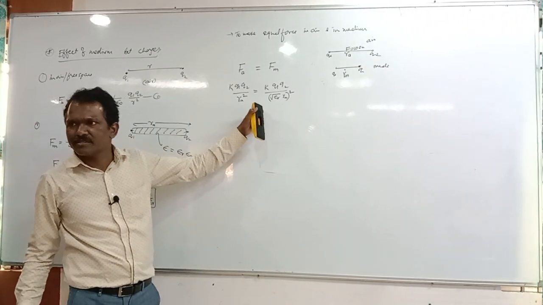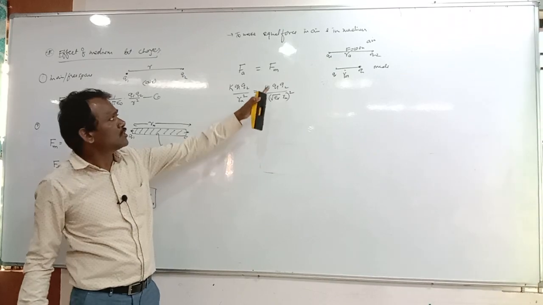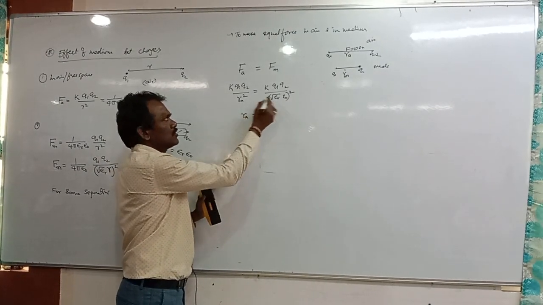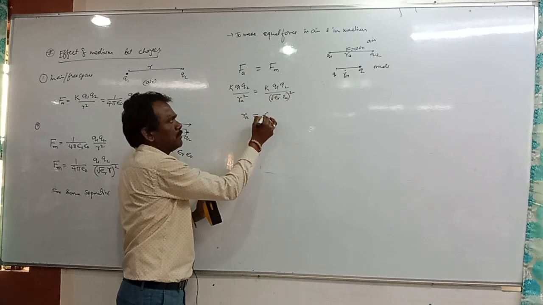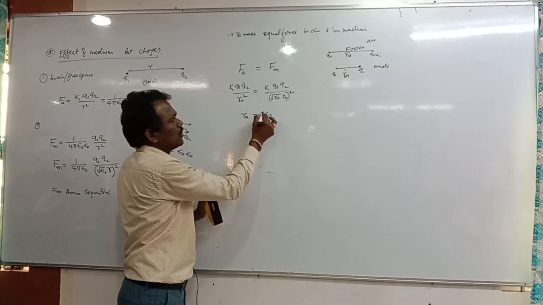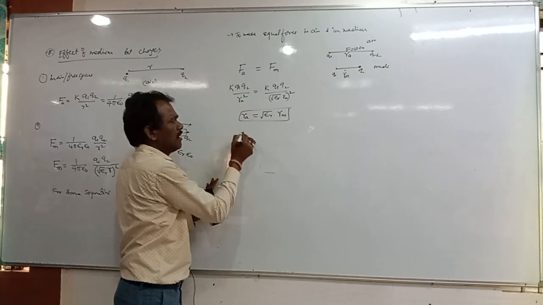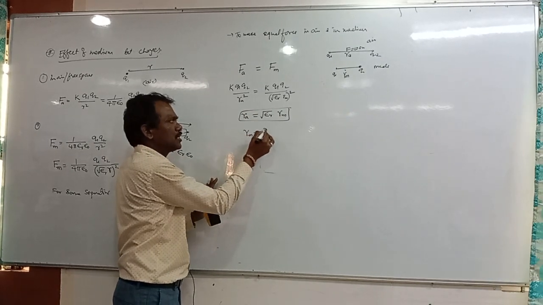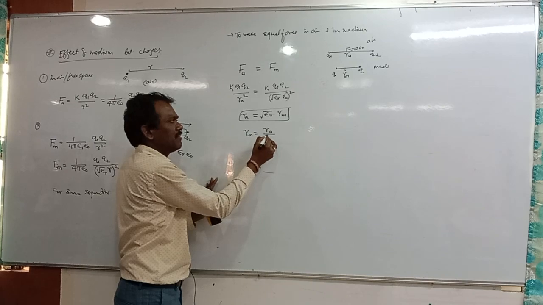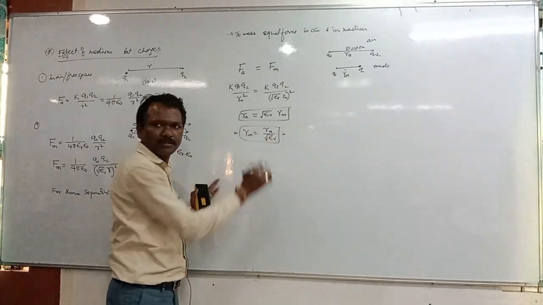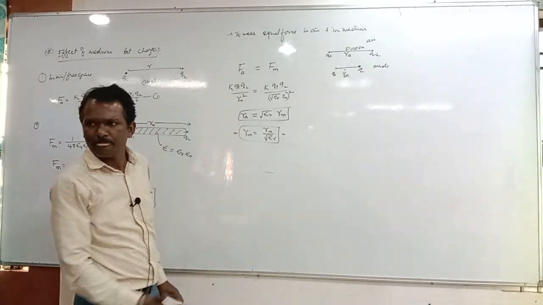We can write like this. Correct? So all get cancelled here. r in the air is equal to root epsilon r into r in the medium. Correct? Or r in the medium is equal to r in the air divided by root epsilon r. Isn't it? Correct? Right.